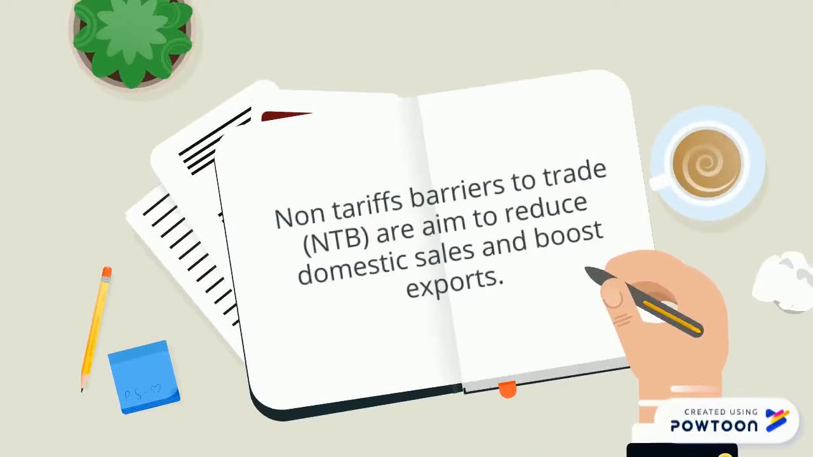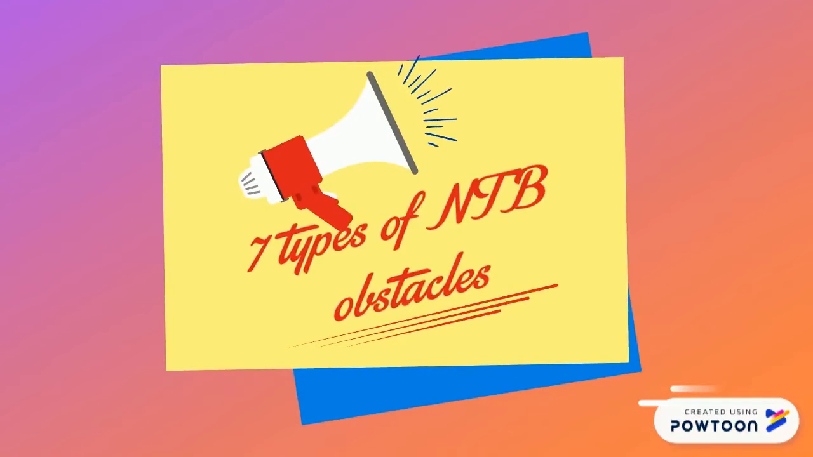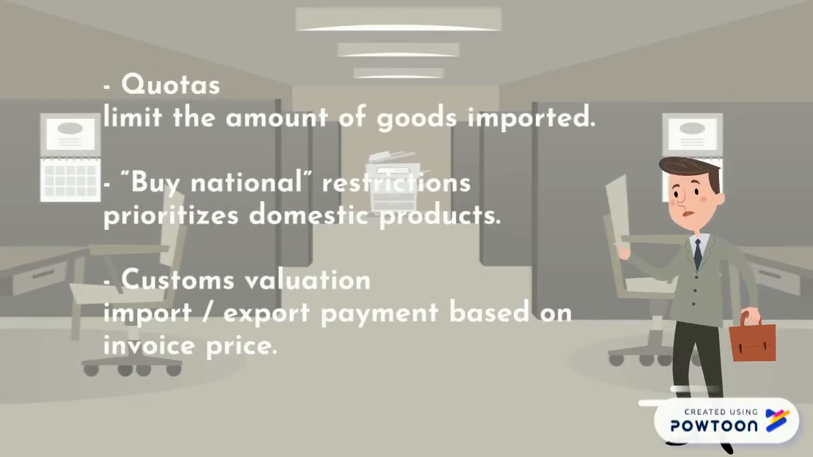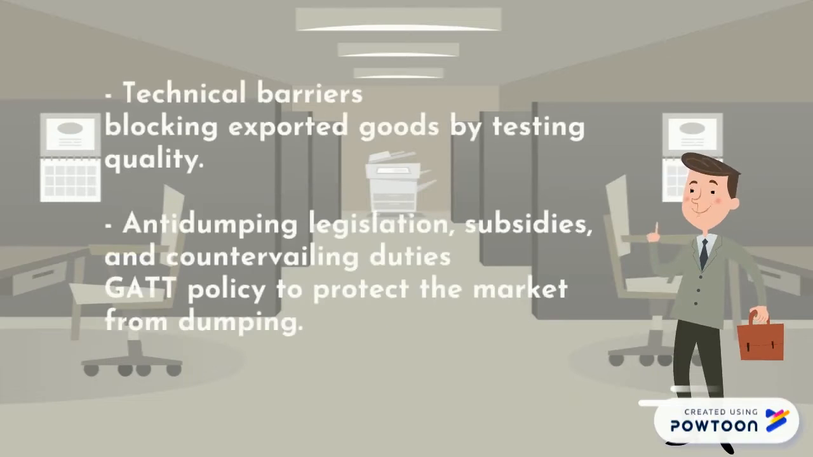Non-tariff barriers to trade are aimed to reduce domestic sales and boost exports. So, what are the various types of NTB? First, quotas work by limiting the amount of goods imported. Second, binational restriction, which is more concerned with domestic products. Third, customs valuation that charges export-import according to the invoice. Fourth, technical barriers, blocking imported goods by testing quality.